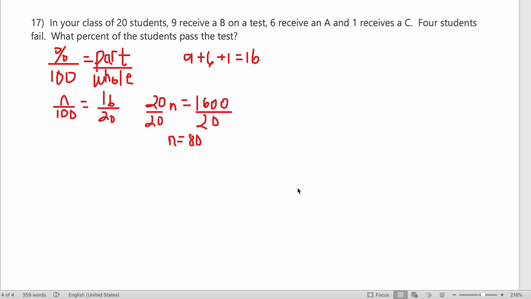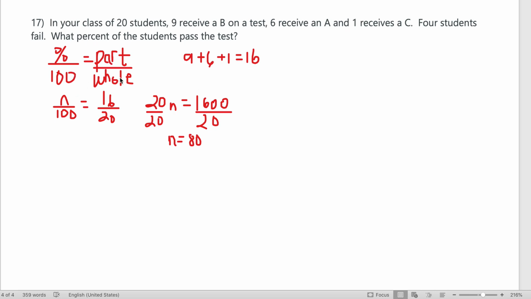Last but not least, you're a teacher now. You've got a class with 20 students in it. You give out a test. 9 receive a B, 6 an A, 1 a C. 4 students fail. What percent of the students pass the test? First, I have to figure out how many passed. 9 and 6 is 15, and 1 more is 16.